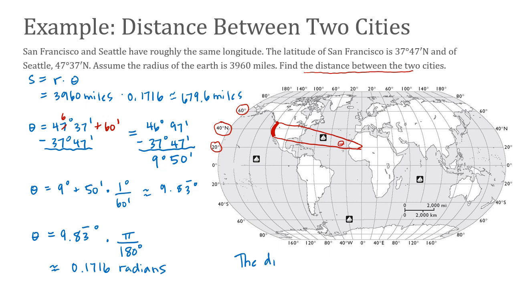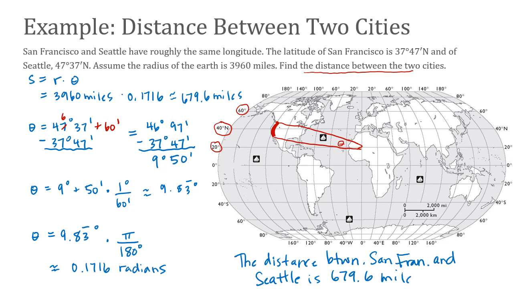Because it got a little messy, the distance between San Francisco and Seattle is 679.6 miles. Now, if you put this in Google Maps, you might get a different mileage, but that's because Google Maps is having you actually drive, and it may not be a straight shot. This number is the actual distance that, say, a bird could fly. So as the bird flies, that's what the distance would be.